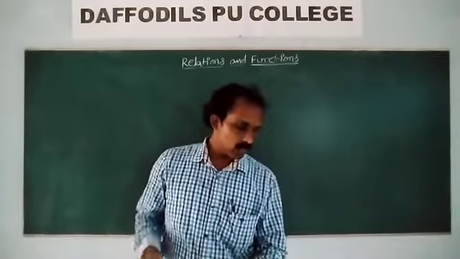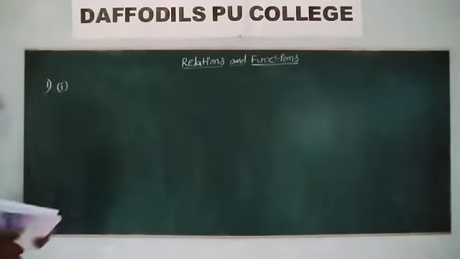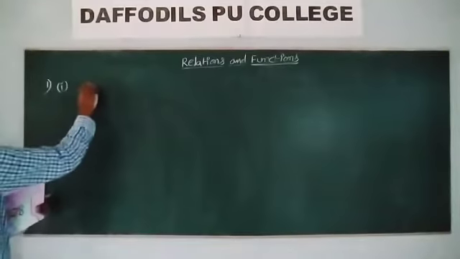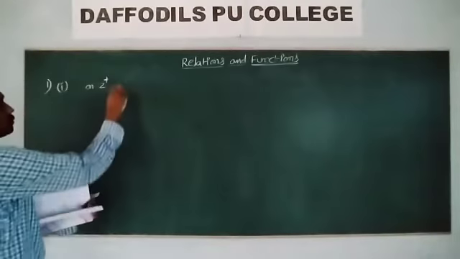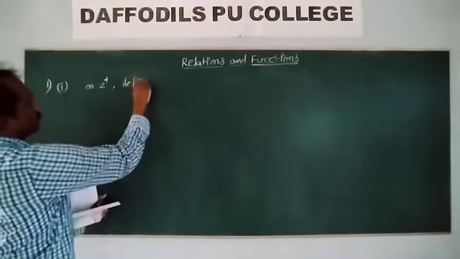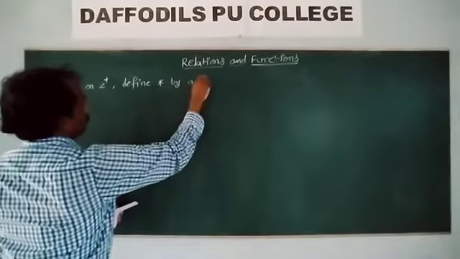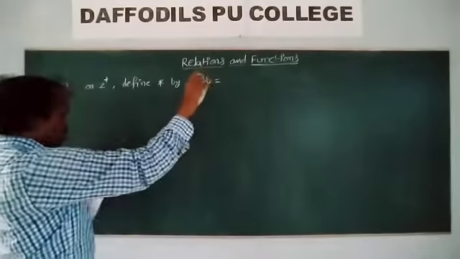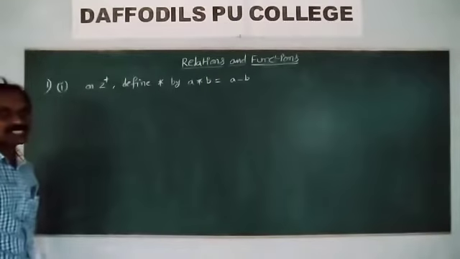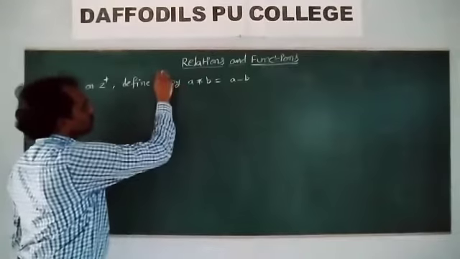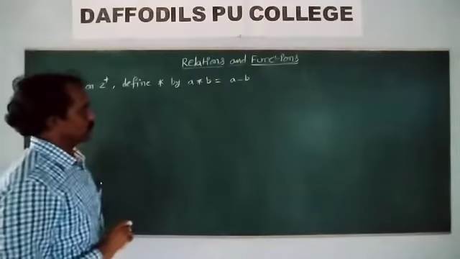First bit: on Z plus, define star by A star B is equal to A minus B. On Z plus, is star a binary operation or not? That is the question.